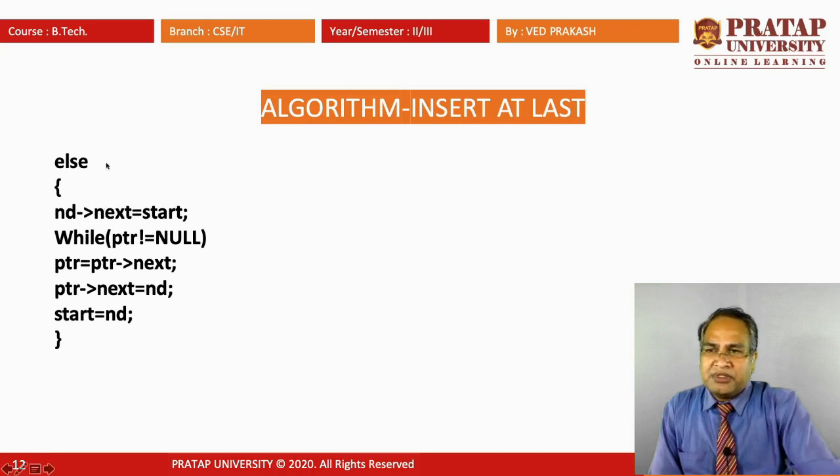Else, it means it is not empty, there is some data. In such a case, the newly created node's next pointer is set to start, and after that we go to the last node using this condition: while PTR is not equal to null, we move the PTR pointer to PTR next, and PTR next is set to ND, and the start pointer is set back to the newly created node. Start is set to ND.